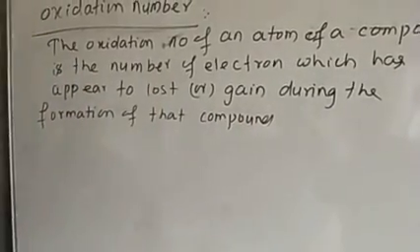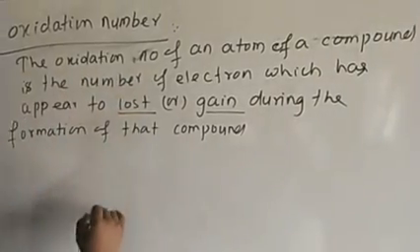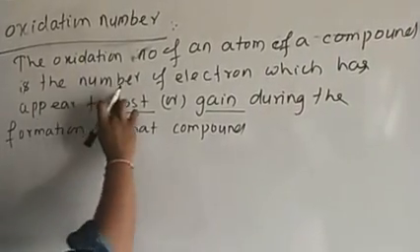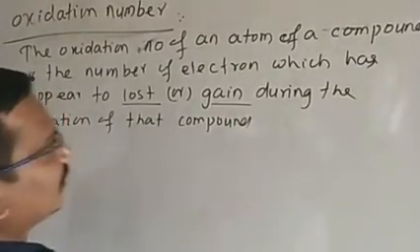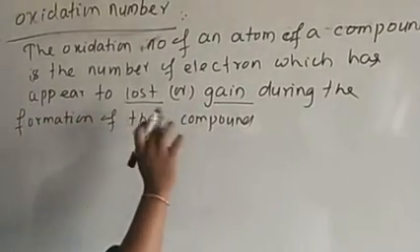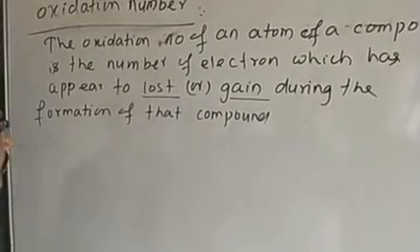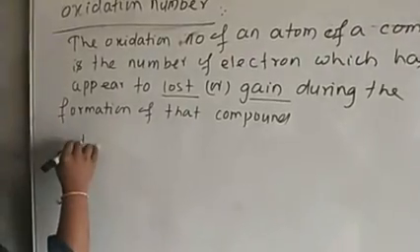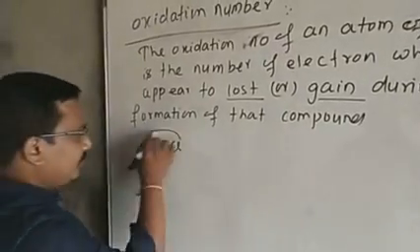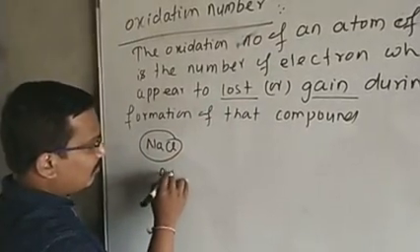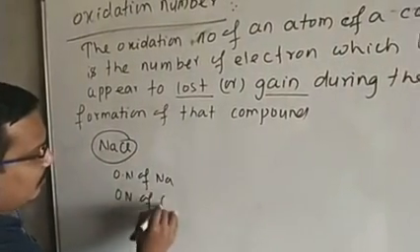Oxidation number is generally related to the loss or gain of electrons. So we can call this the number of electrons which has appeared to be lost or gained. Take an example. Suppose we think about the formation of NaCl. In NaCl, what is the oxidation number of sodium and what is the oxidation number of chlorine?